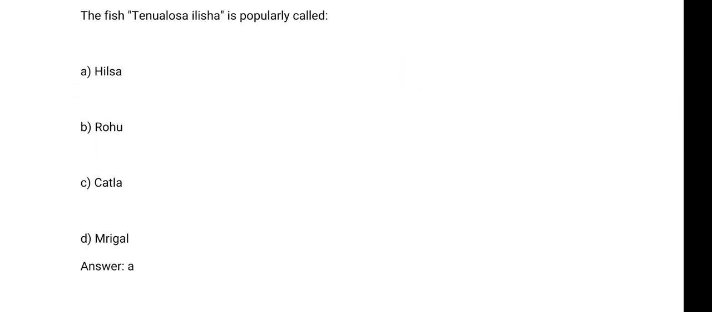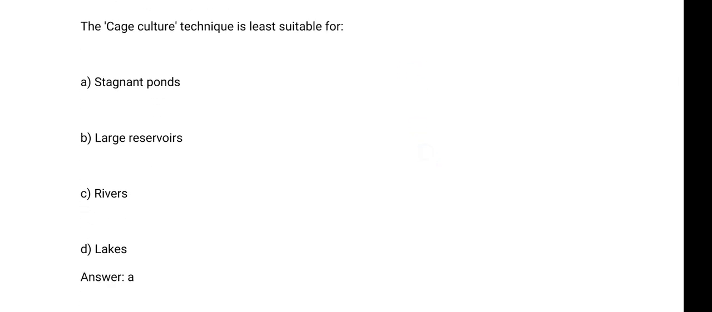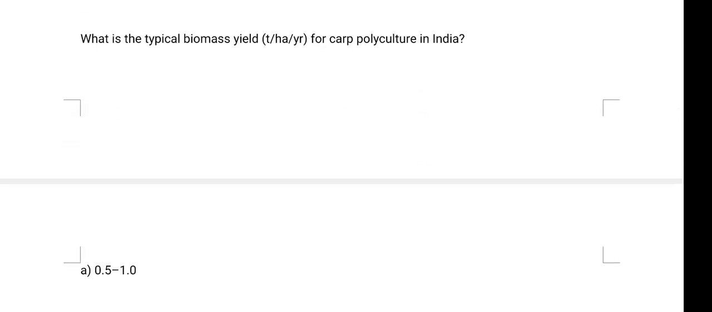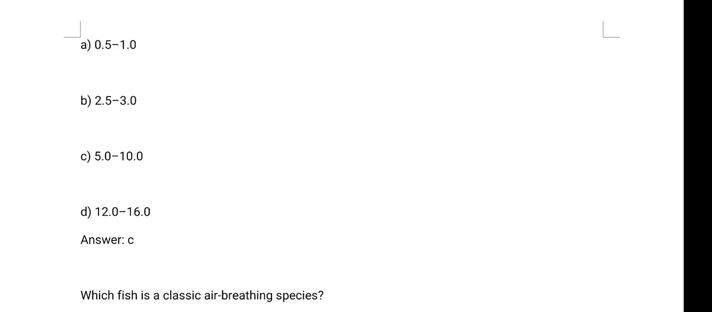The fish Tenualosa ilisha, that is hilsa, is popularly called, so it is hilsa. Cage culture technique is least suitable for, so it is least suitable for stagnant ponds. What is the typical biomass yield, ton per hectare per year, for carp polyculture in India? So it is option C, 5 to 10.